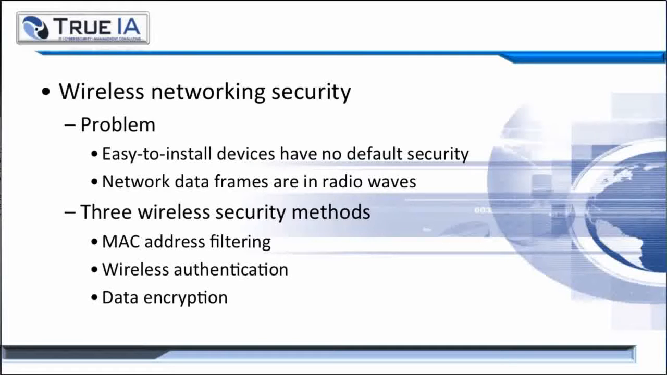So no discussion about wireless would be complete without discussing security. The primary issue that we have with wireless is that it is extremely easy to install, and most devices have little or no default security along with them. And since what we're really talking about is securing space or securing air, it can be extremely difficult to secure the radio waves themselves. We have three basic methods to attempt to solve this problem: either MAC address filtering, wireless authentication, or data encryption.